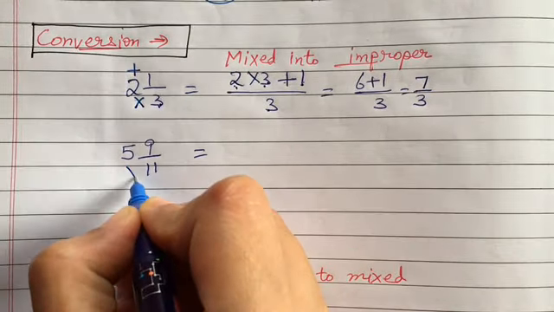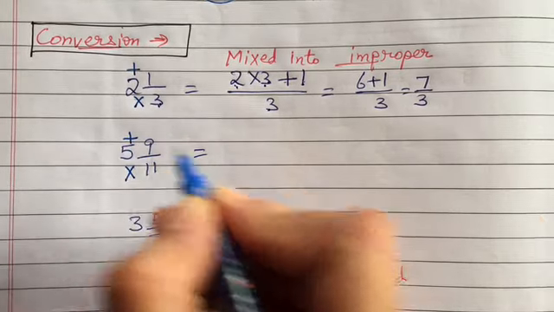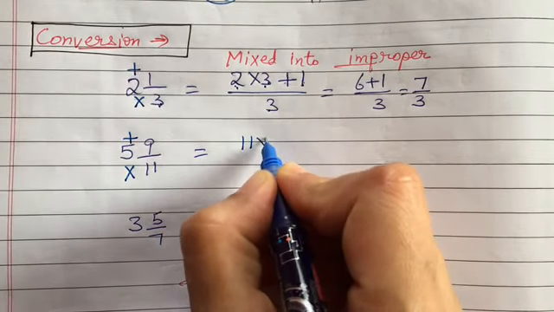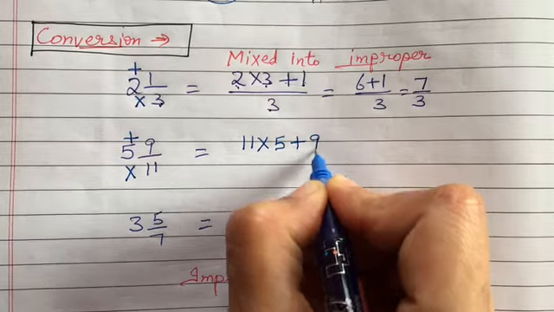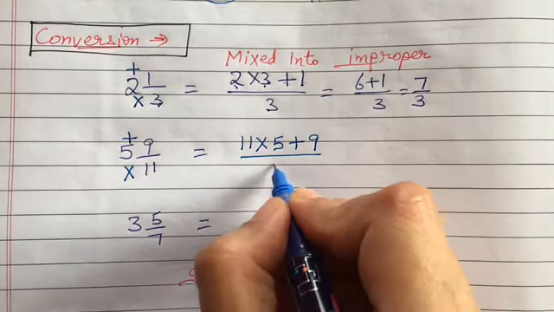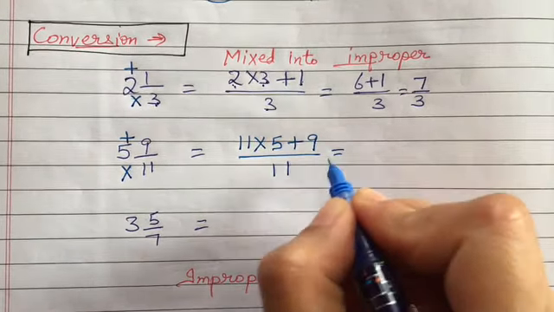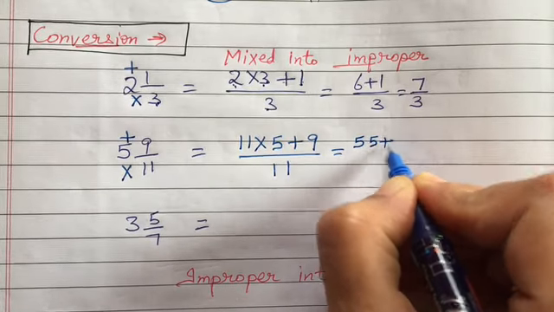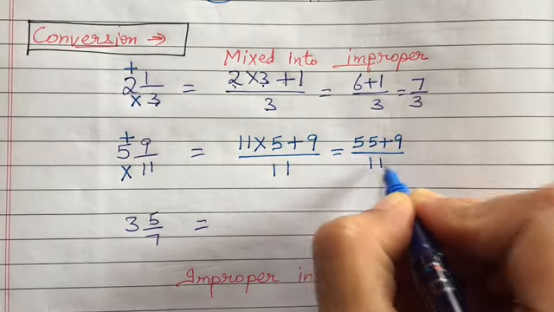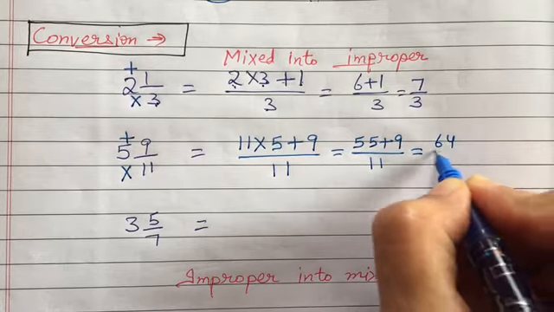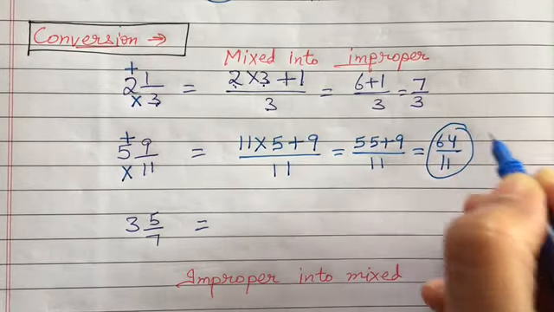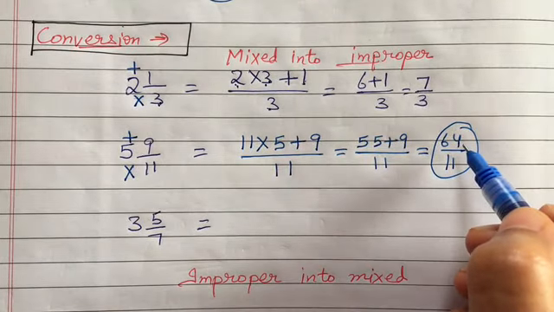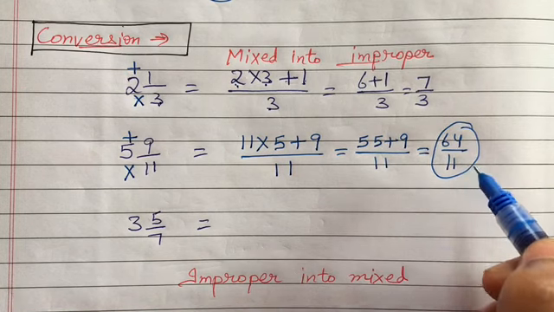अब यहाँ पे क्या था? मल्टीप्लिकेशन. Here it is addition. So 11 multiplied by 5 plus 9, and denominator remains the same. So it will be 55 plus 9 upon 11. So it is 64 upon 11. So this is an improper fraction. You can check, numerator is bigger than denominator.